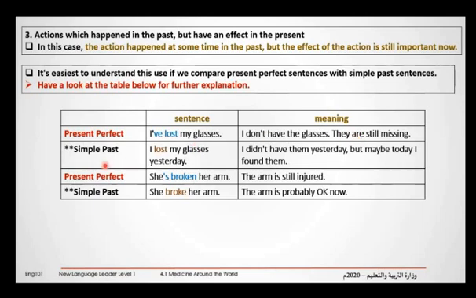But if you look at the simple past sentence, I lost my glasses yesterday. The meaning of this sentence is I didn't have them yesterday, but maybe today I found them. There is no present effect, so I used the simple past sentence.